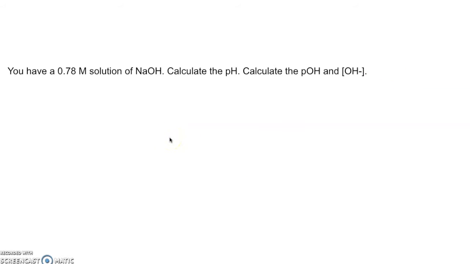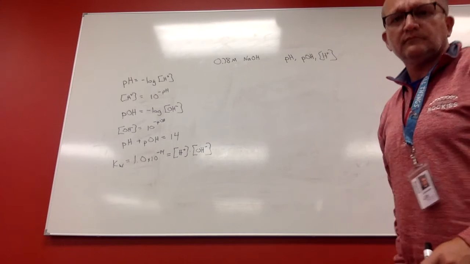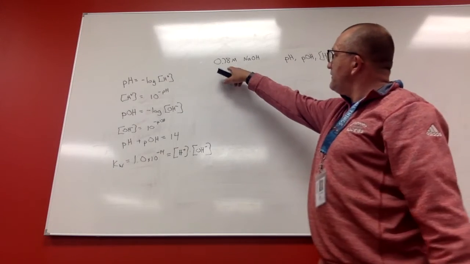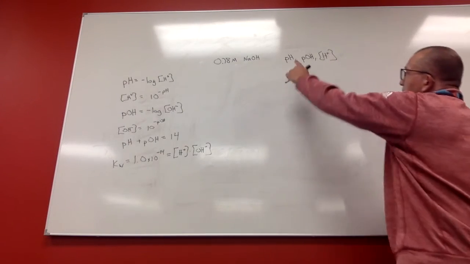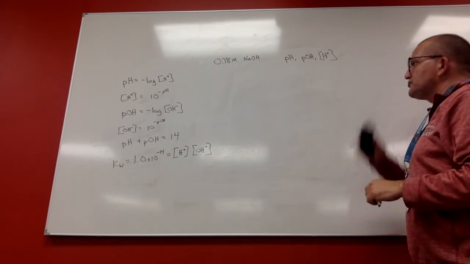You have a 0.78 molar solution of NaOH. Calculate the pH, the pOH, and the hydroxide ion concentration. Do it now. Okay, so we have a 0.78 molar solution of NaOH. We want to know the pH, pOH, and hydrogen ion concentration.